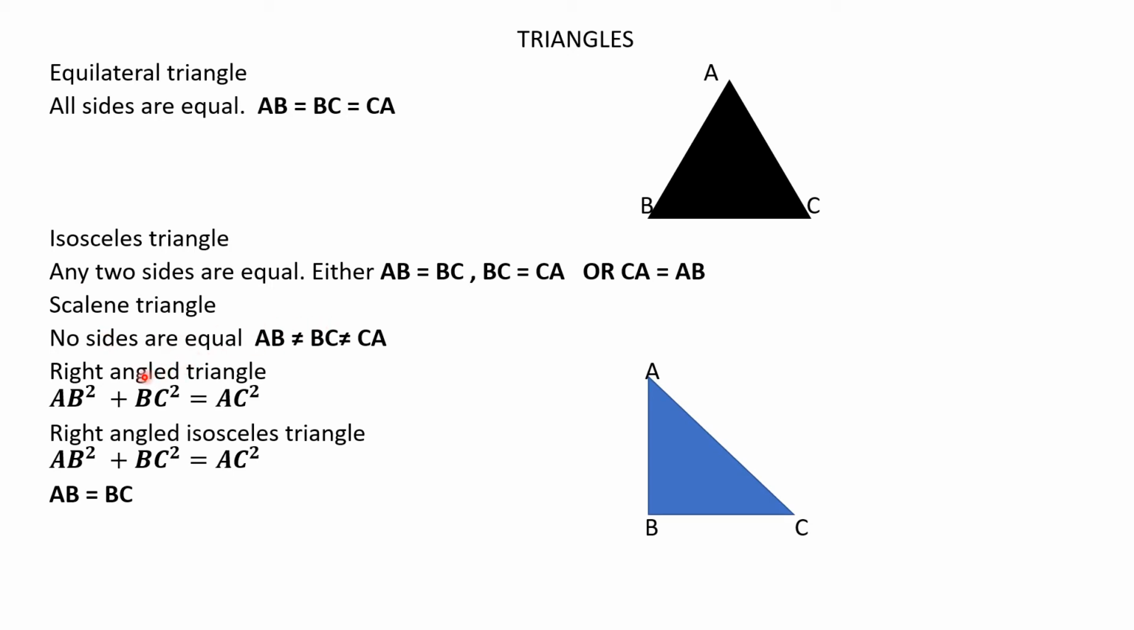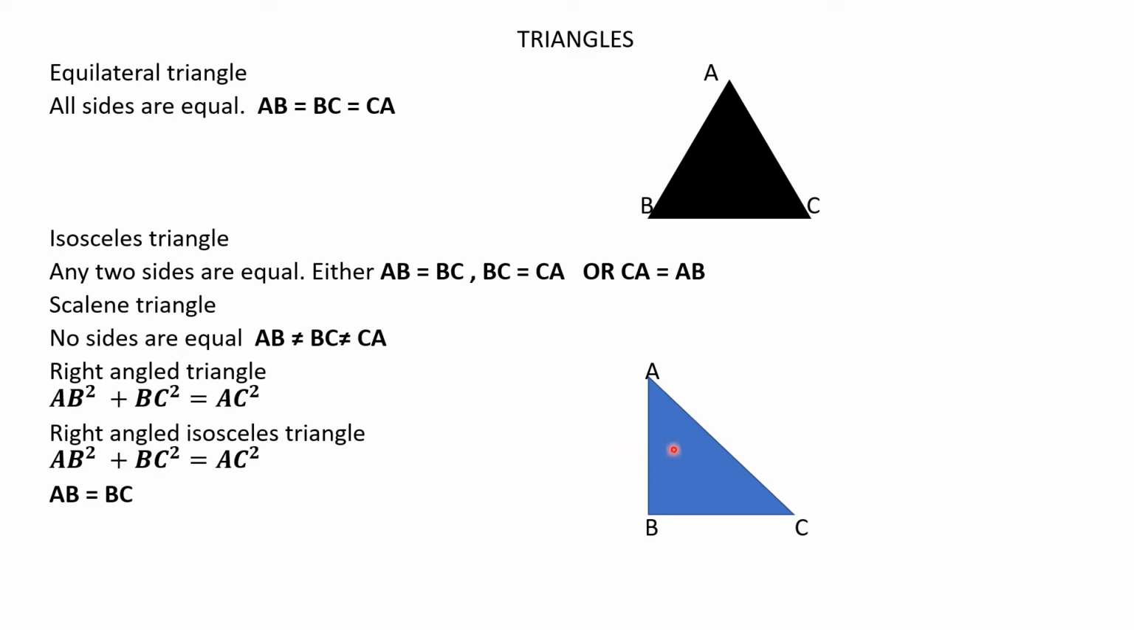Okay. If you want to prove that it is a right angled triangle, you have to prove AB square plus BC square equal to AC square. You have to prove like that. If it is a right angled isosceles triangle, then AB square plus BC square equal to AC square, you have to prove the Pythagoras theorem.